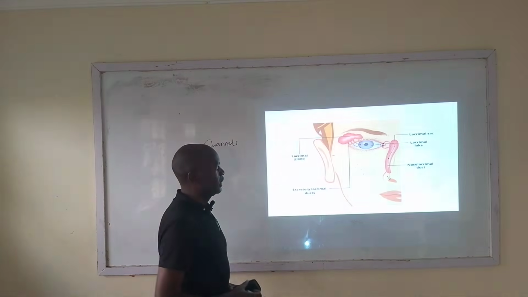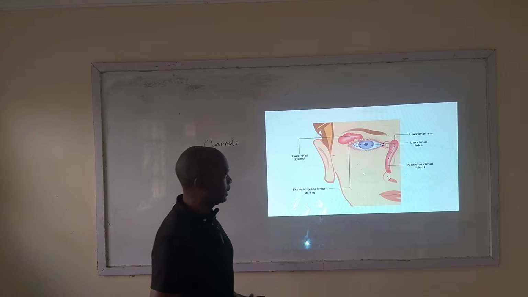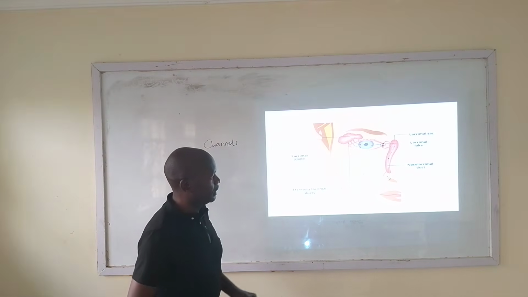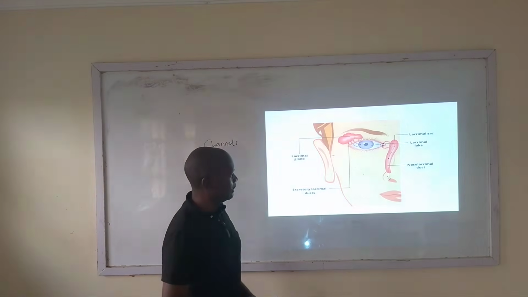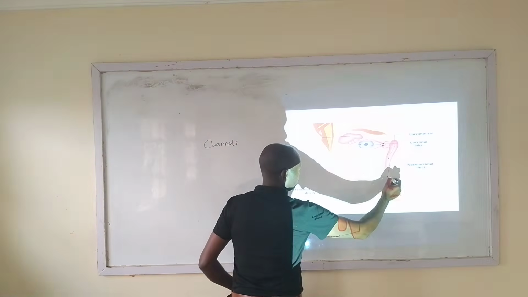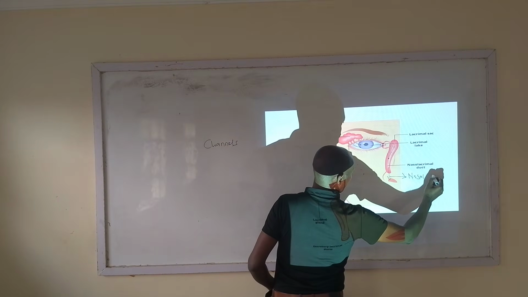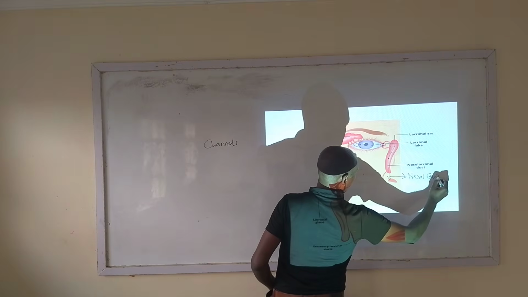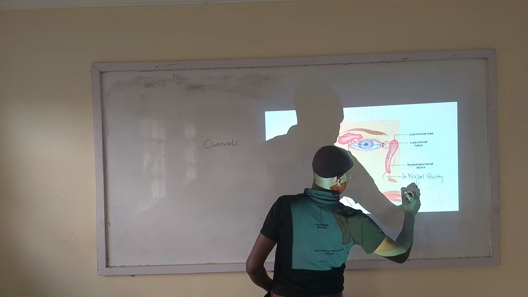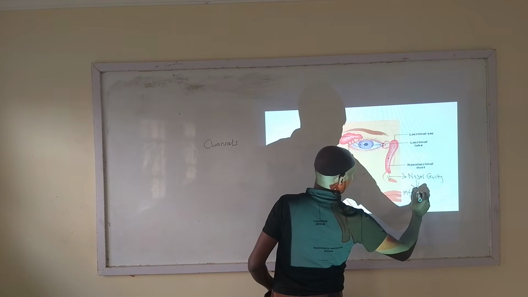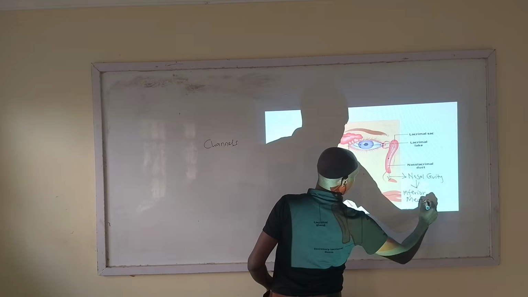Then it is from there that your tears will move into the lacrimal sac. From the lacrimal sac, they will trickle down through the nasolacrimal duct into the nasal cavity. Down here is the nasal cavity, particularly in an area known as the inferior meatus.